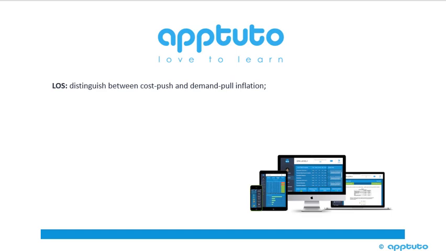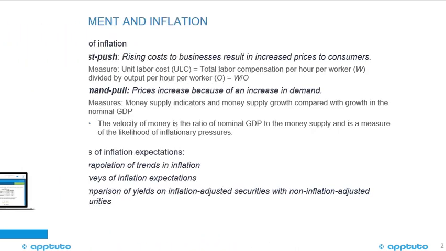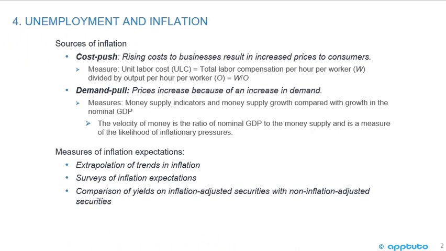This LOS is to distinguish between cost push and demand pull inflation. Unemployment and inflation. So now we're going to look at sources of inflation. The first one is cost push. Rising costs to businesses result in increased prices to consumers. So the costs to businesses have increased, and those increased costs have been pushed onto the consumer in the form of increased prices. Okay, I think that's a fairly easy one to understand.